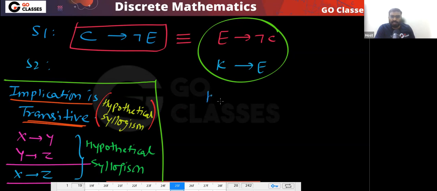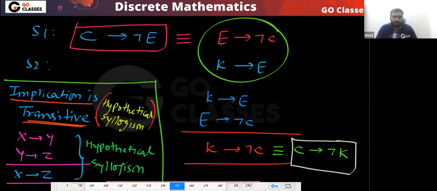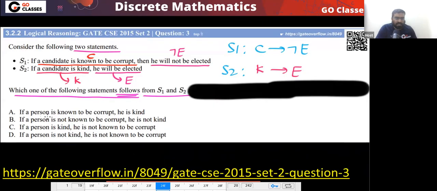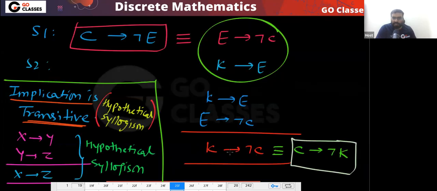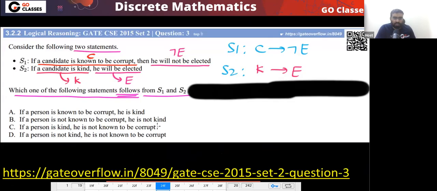So here you can notice that K implies E, E implies negation C. So I can say definitely K implies negation C. And this is equivalent to C implies negation K. So this is also correct. So what is your final answer? The final answer will be C implies negation K, or I can say K implies negation C. So kind implies not known to be corrupt. So the answer will be option C.